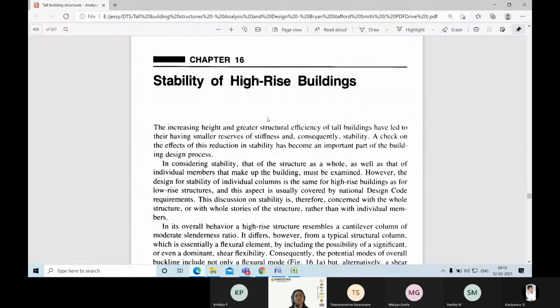So what is the necessity for checking the stability of high-rise structures? Here we have seen that the increasing height and the greater structural efficiency of tall buildings have led to their having smaller reserves of stiffness, and consequently of stability. As the height increases, the stiffness starts reducing, and that affects the stability of the building. A check on the effects of this reduction in stability has become an important part of the building design process.